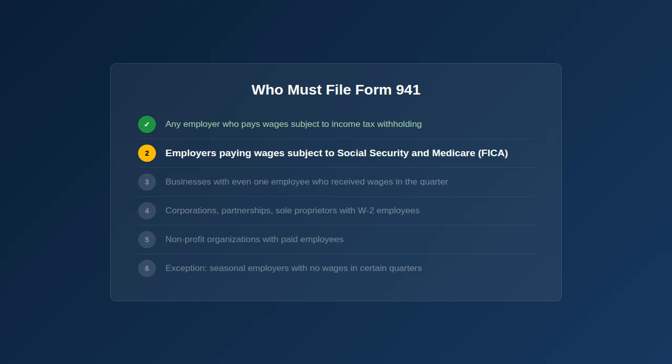Form 941, the employer's quarterly federal tax return, must be filed by any employer who pays wages, tips, or other compensation to employees. This includes wages subject to federal income tax withholding, Social Security tax, and Medicare tax, which together are called FICA taxes. If you paid any employee wages during the quarter, even just one employee for a single week, you're required to file Form 941 for that quarter. The only common exception is seasonal employers who have a set pattern of not paying wages for certain quarters, but even they must file for quarters where wages were paid.